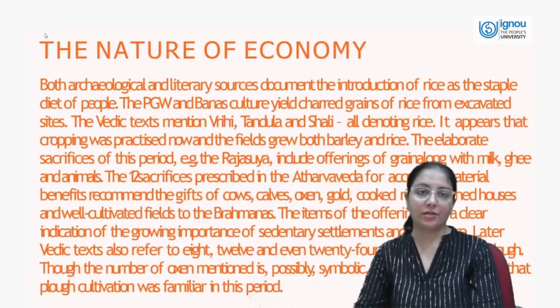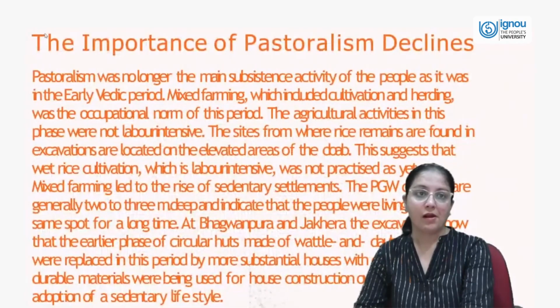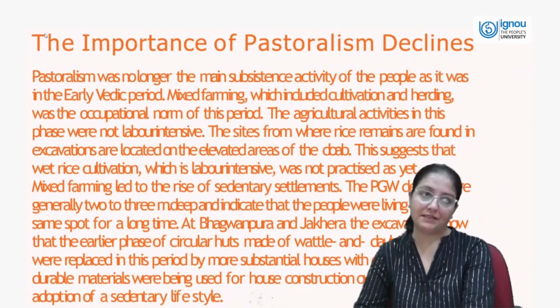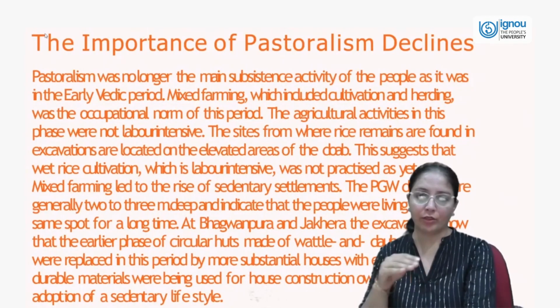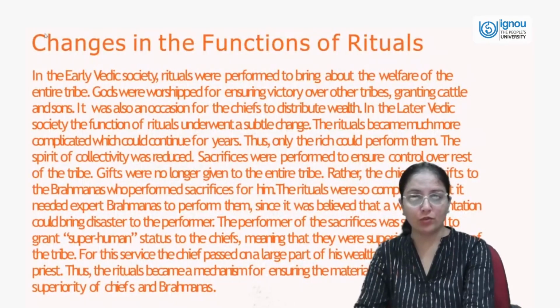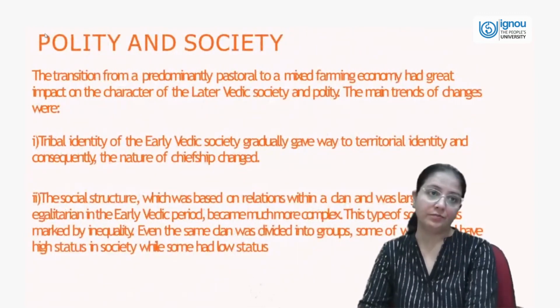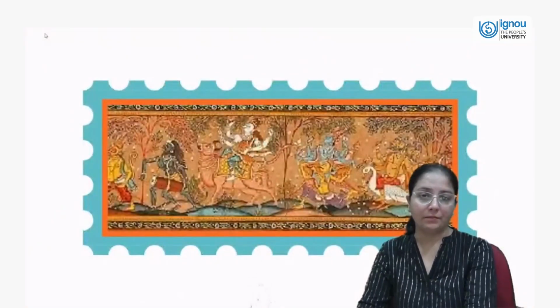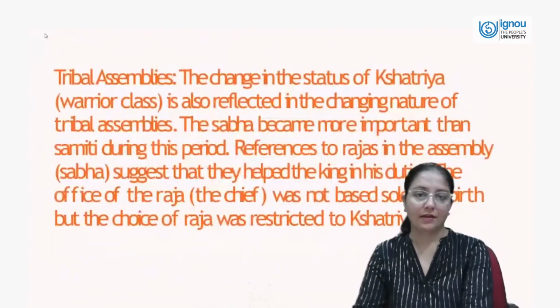The nature of the economy, the coins, the importance of pastoralism declines. How pastoralism declined and the agricultural communities settled. Changes in the functions of rituals, how they changed their rituals. Emerging importance of land in agriculture, political and society, chief and wild warriors.